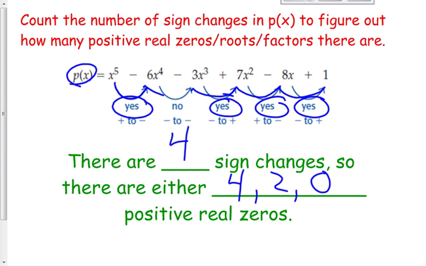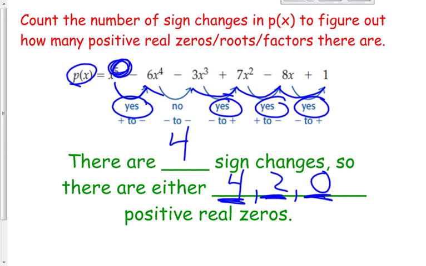Once we get down to 0, we don't subtract anymore. Okay? So I know that there's gonna be a total number of 5 zeros. But I know that there's not gonna be 5 positive zeros. I know there's not gonna be 3 positive zeros. It's either gonna be this, this or this, either 4, 2, or 0. Okay, so that really helps us out in determining where it crosses the x-axis.